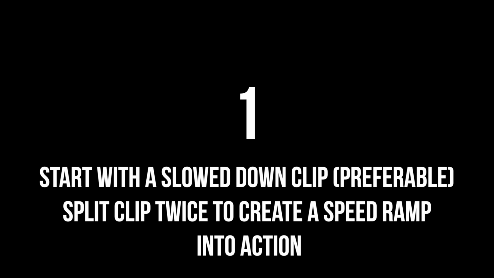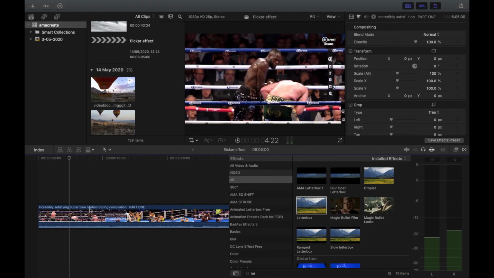When you see a hit or a stomp or a fall, there are effects you can use to really emphasize this move. So a zoom, an earthquake effect, keyframe. So let's dive in and show you how to do this. Step one. Start with a slow down clip, preferably, but you can do this with a normal speed clip.